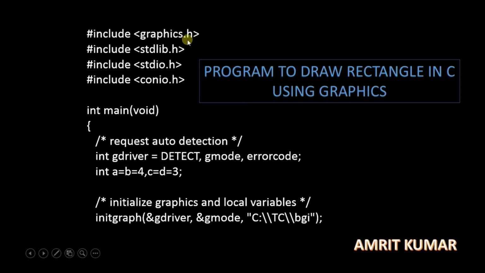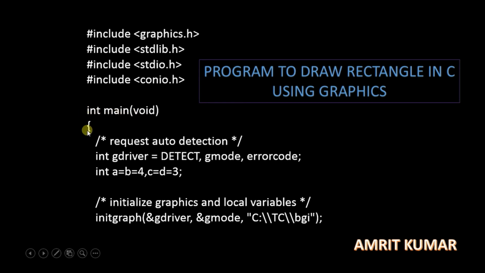So it initializes the graphics mode so that we can use each and every kind of function that is under the graphics.h header file. Okay, after the declaration of all the header files, I am using the main function for the program to draw a rectangle in C language using the help of the graphics.h header file. This is the main function whose return type is integer, so it is going to return us an integer value.